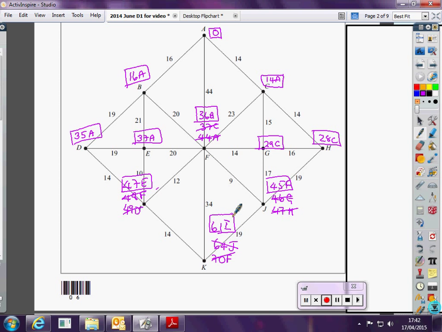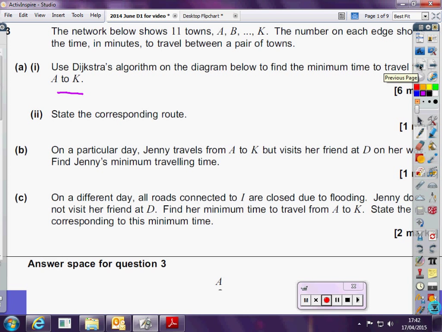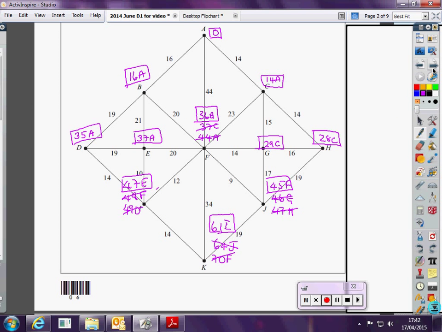Okay, so that's Dijkstra done. So it's taken 61. So that's all of it with the correct markings. And we look, so state the corresponding route. Okay, so the corresponding route, going backwards, you've reached K. From K you go to I.